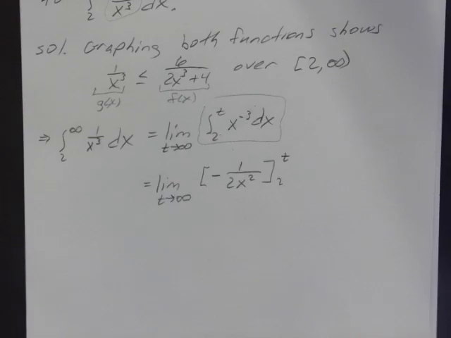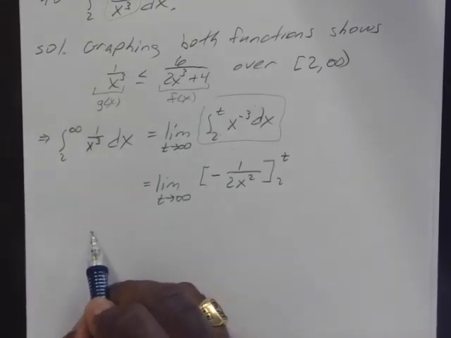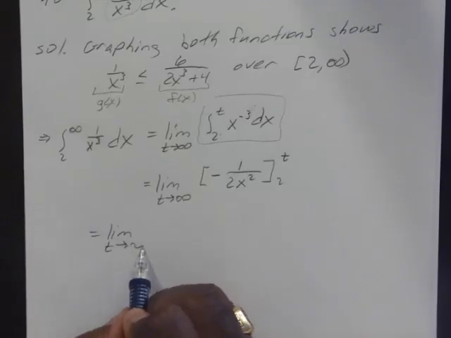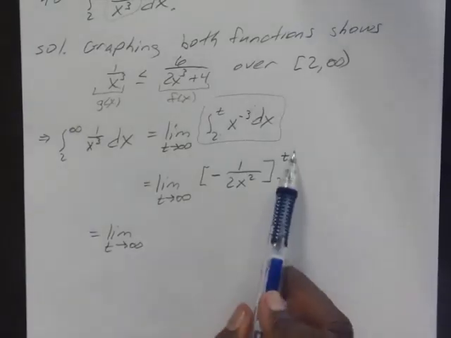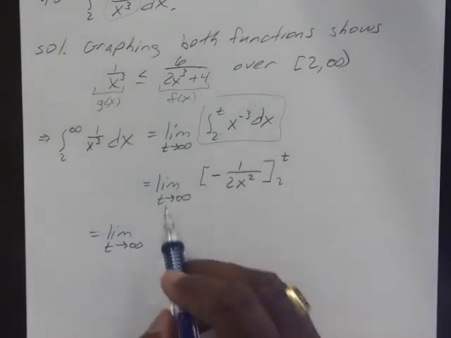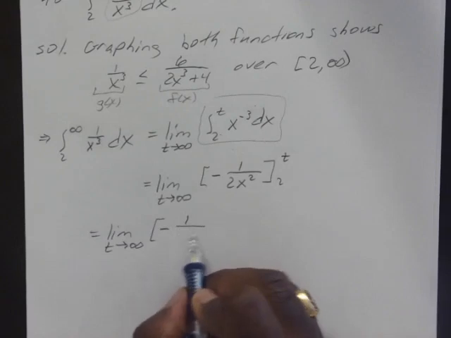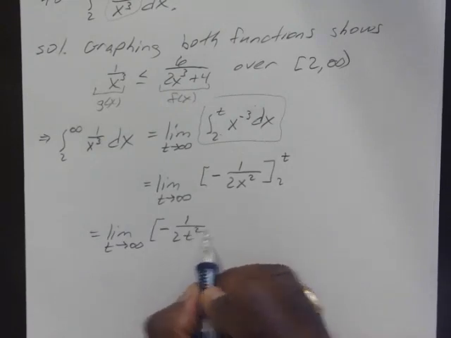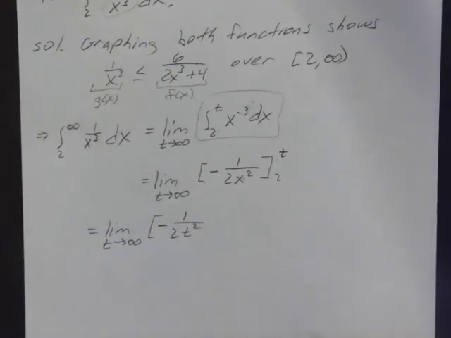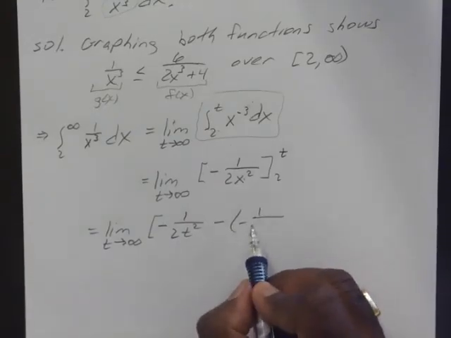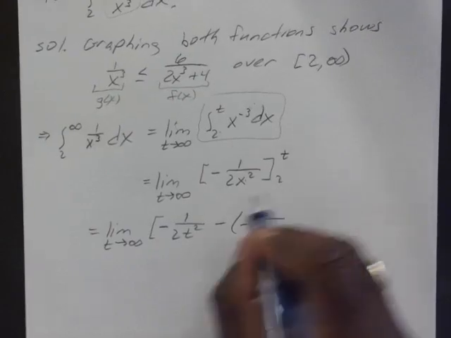So now we go ahead and apply the fundamental theorem. So the limit as t approaches infinity. So we go ahead and plug in our upper bound. So that's negative 1 over 2 times t squared minus negative 1 divided by 2 times 2 squared.